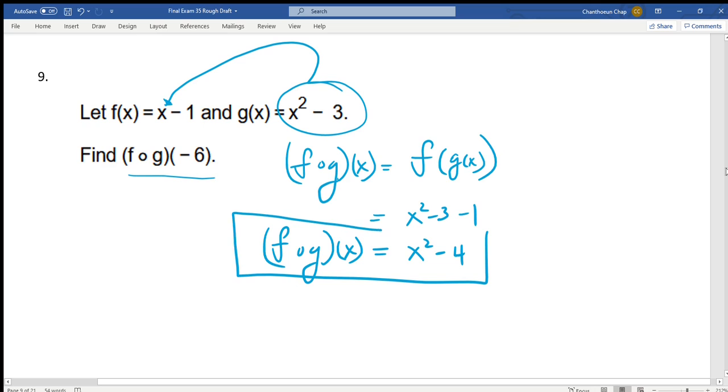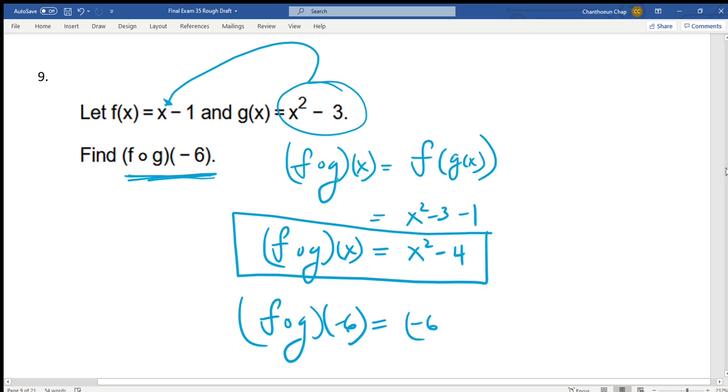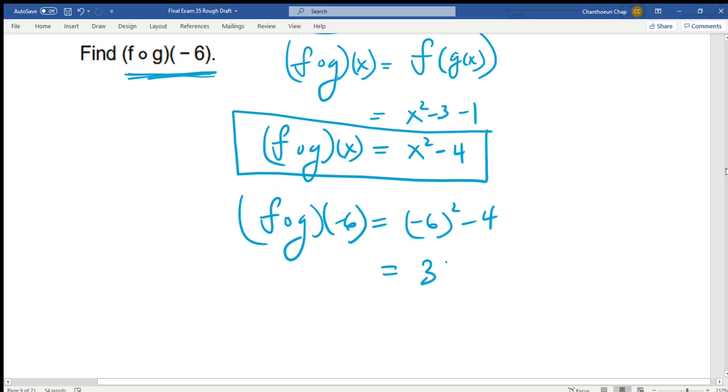And then I can use this to find f of g of negative 6. We're going to plug in a negative 6 into the x. So this is negative 6 squared minus 4. And that simplifies to 36 minus 4, or 32. Our solution is 32.